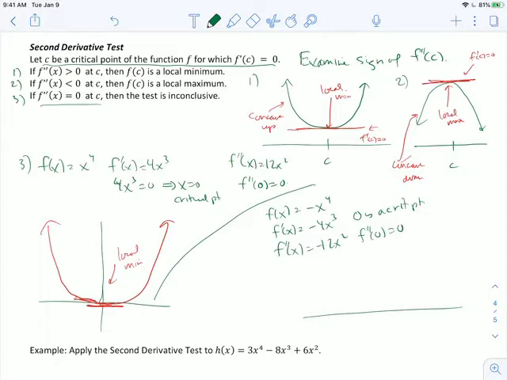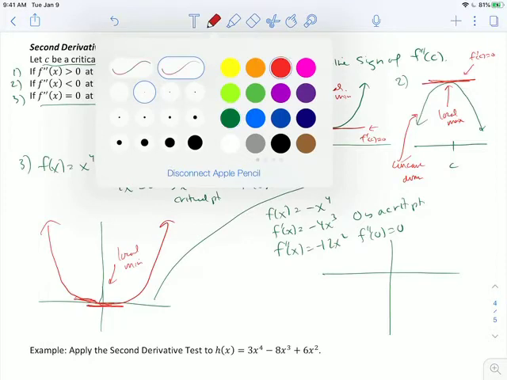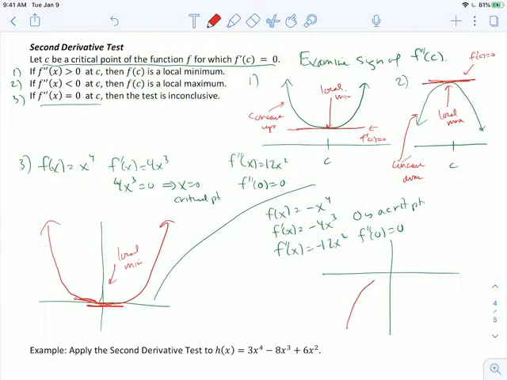But this time, what does my graph look like? Oops, let's try a better set of axes here. My function this time is going to look something like this. And so I've got a local max. So I really can't tell whether I've got a max or a min when the second derivative is 0 as well as the first derivative being 0.